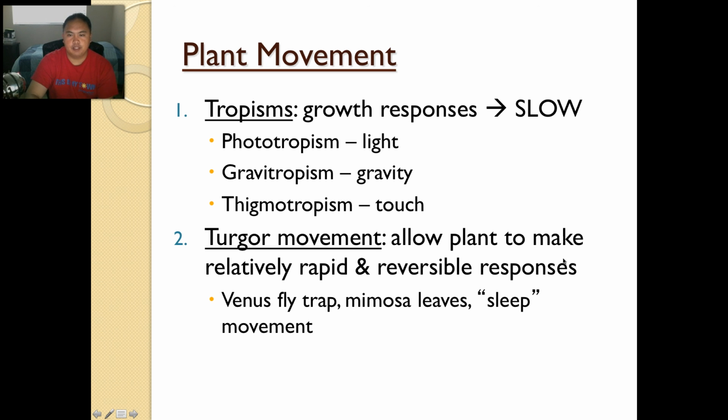Turgor movement allows the plant to make relatively rapid and reversible responses. So if you don't know what turgor movement is, think of a Venus flytrap. Basically, it moves based on response and comes back to normal. Those are like the basics of plant movement.